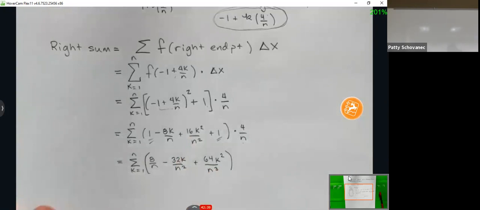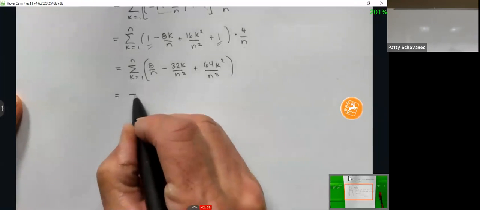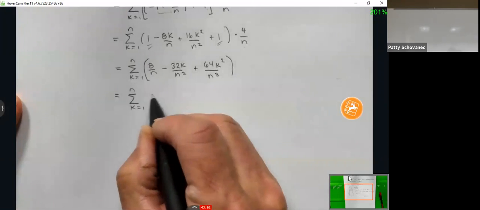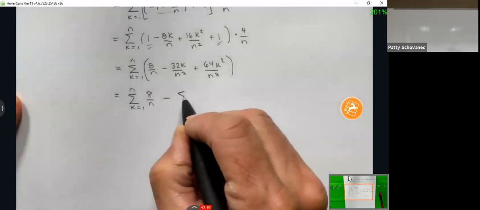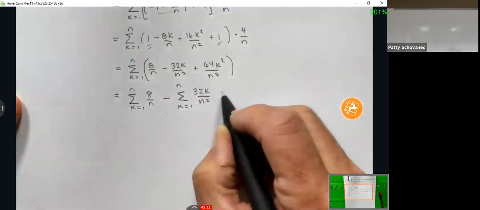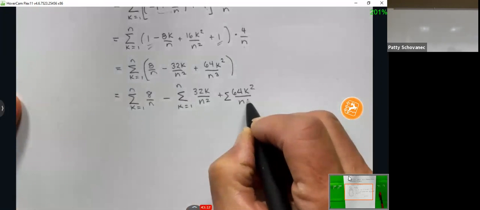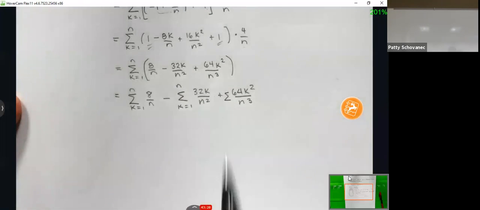So that's within the summation symbol. So right now, this is a finite sum. I can add them term by term. I can add all of these, then I can add all of those, and then I can add all of those and put them together. So that's what I'm going to write next. I can distribute the summation symbol in a finite sum.